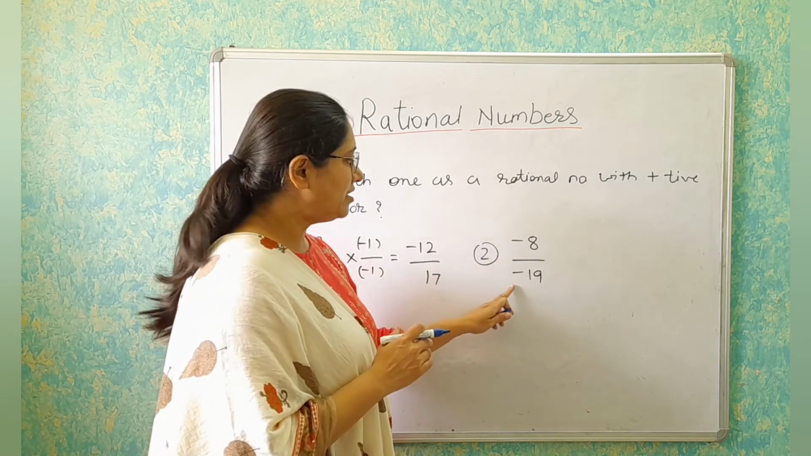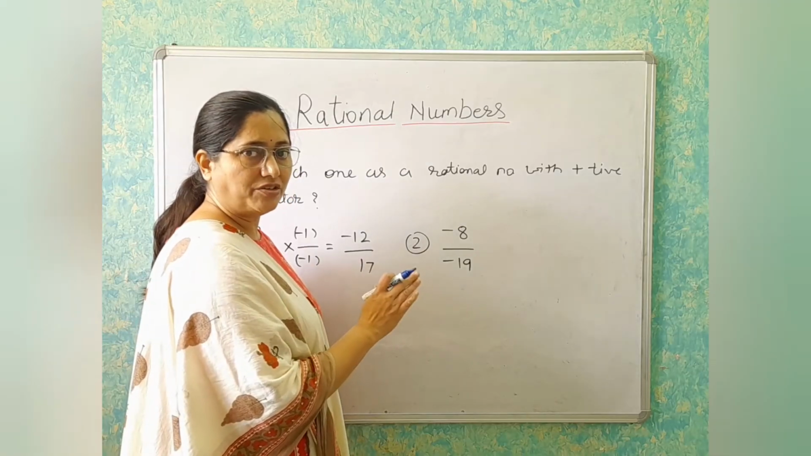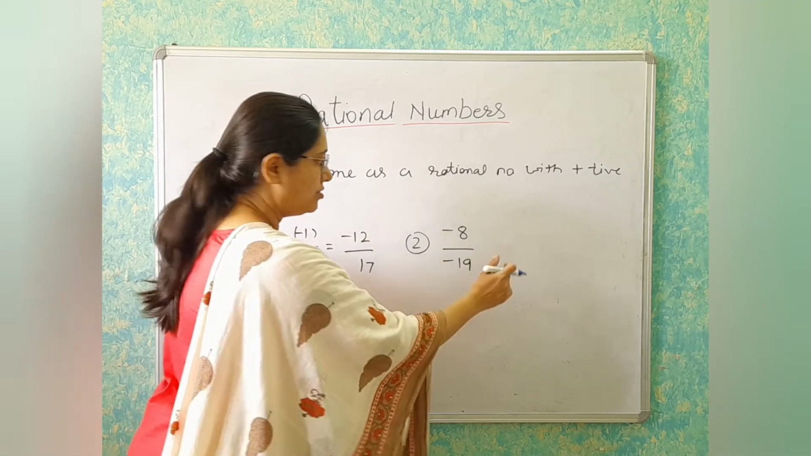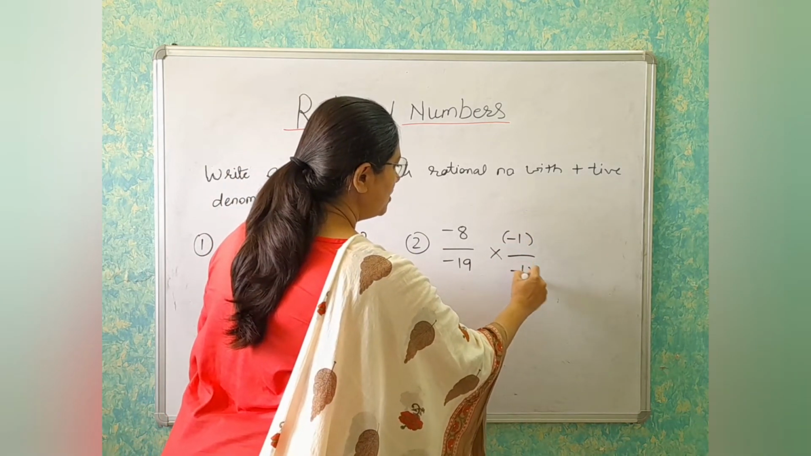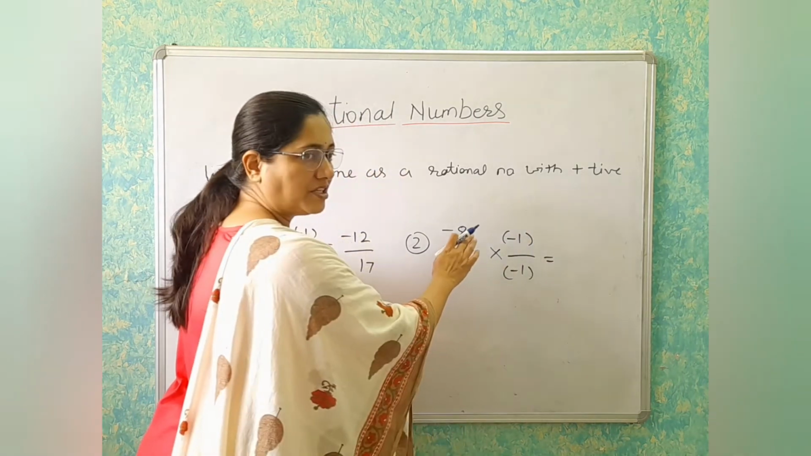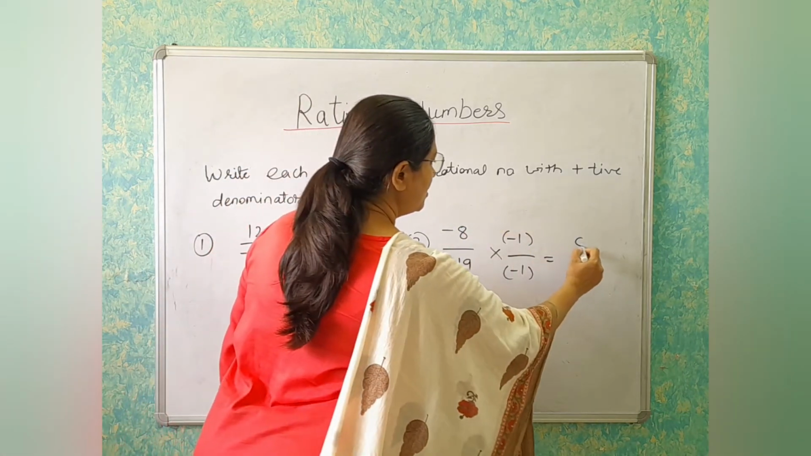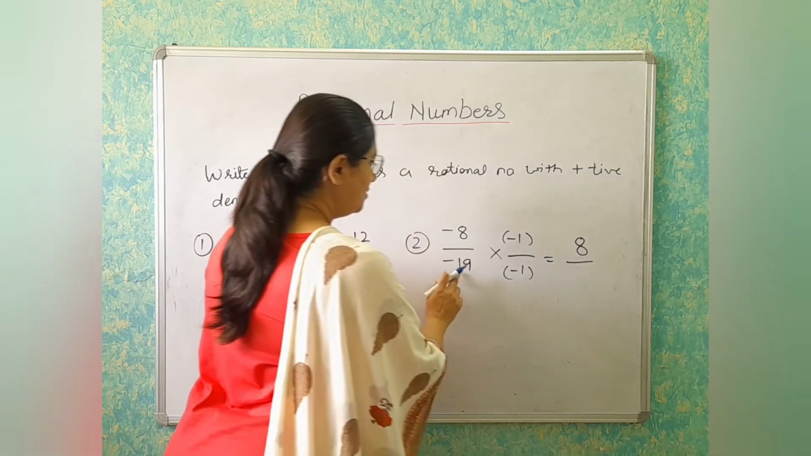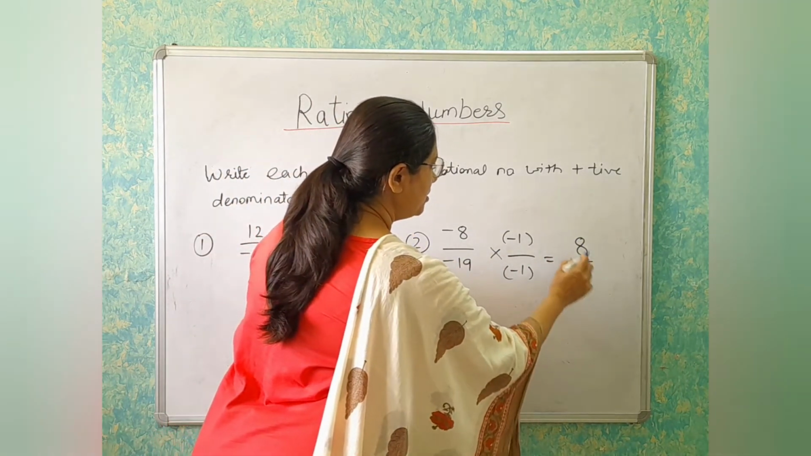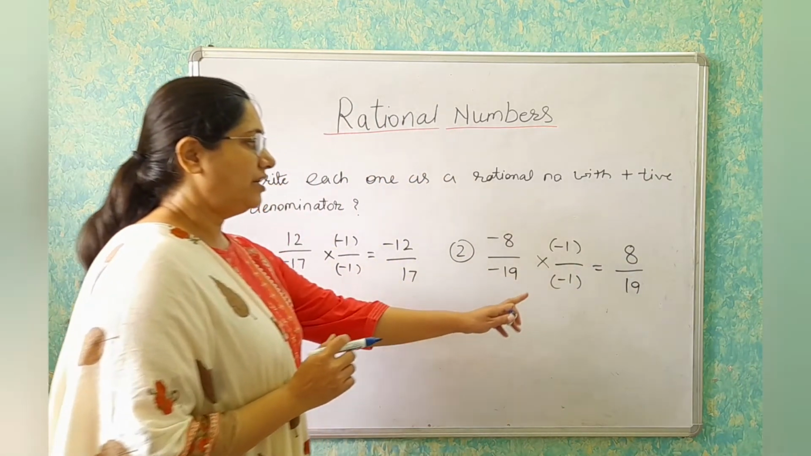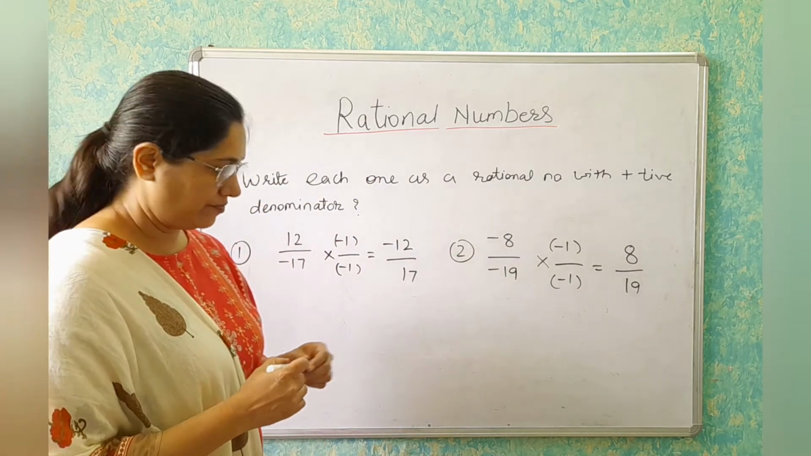Next, minus 8 upon minus 18. Again, I have to change the denominator from negative to positive. So again, I will multiply it with minus 1. Multiplication of two negative integers is always positive. 8 ones are 8. And again, both of them are negative, so our answer will be positive. 8 upon 18. And in this case also, our denominator becomes positive.